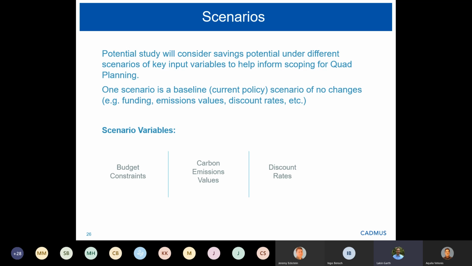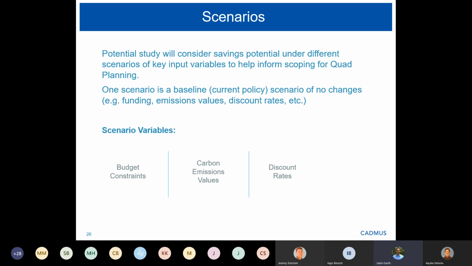Finally, on slide 26, I just want to mention, in addition to the optimized potential and the current policy potential, the potential study will consider savings potential under different scenarios of key inputs to help inform scoping for quad planning. One of those scenarios, of course, is a baseline of no changes, but we do plan to look at a range of scenarios, as I mentioned already, looking at differing budget constraints between current policy and optimized potential, and also looking at changing key input values, such as what we assume about carbon emissions values or discount rates. And those types of inputs really affect what the economic potential will be.